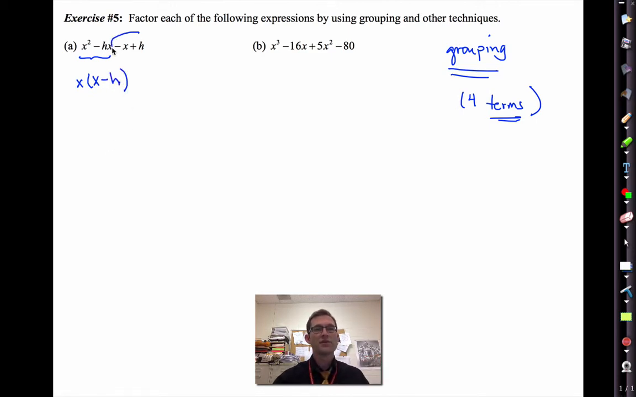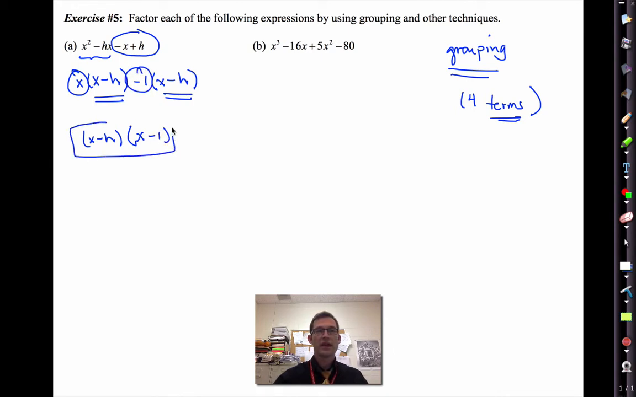Now what I'd really like to do is factor something out of these 2 terms that also leaves me that x minus h. This one's a little bit tricky. I have to factor a -1 out, and if I do, I'll be left with x minus h. Now notice that the x minus h is itself a greatest common factor. So I can factor that out, and what I'm left with is x minus 1. So I get x minus h times x minus 1. Kind of cool, huh?